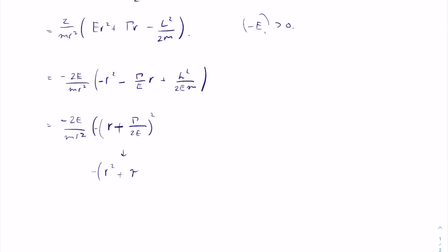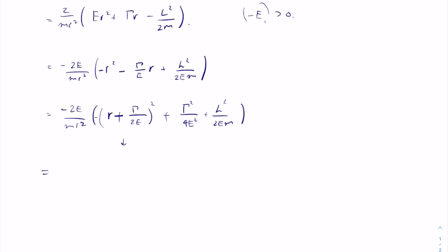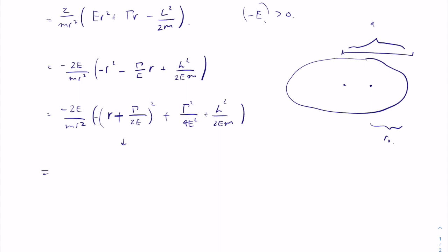Right, so we're going to combine terms, and when we have done that, we get an equation, right? And right now we're going to determine what the major axis of the ellipse is.